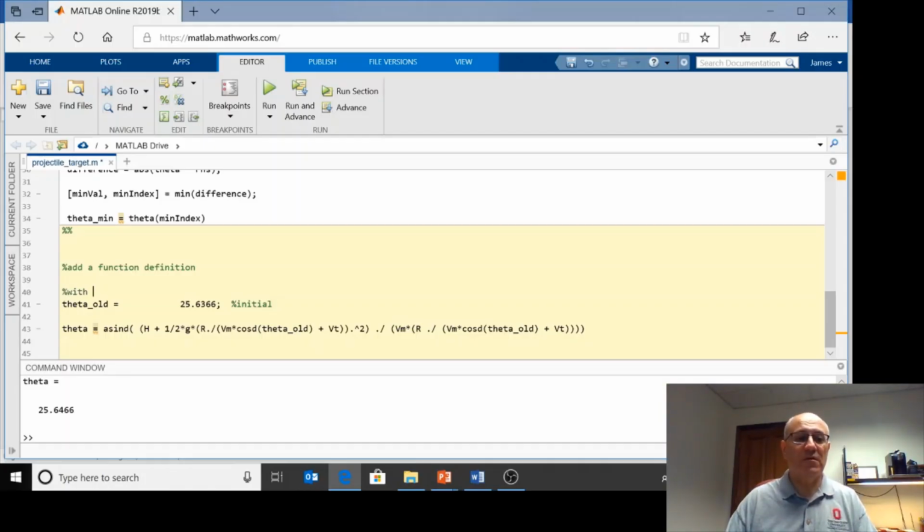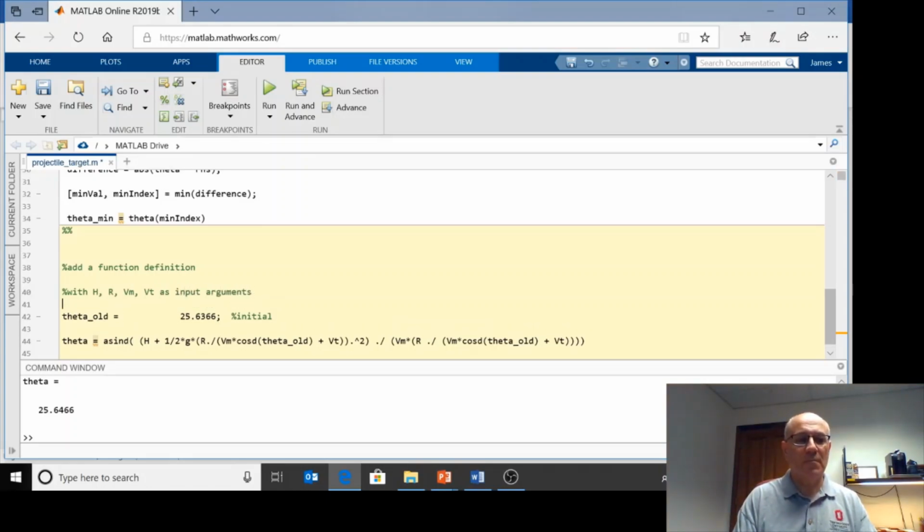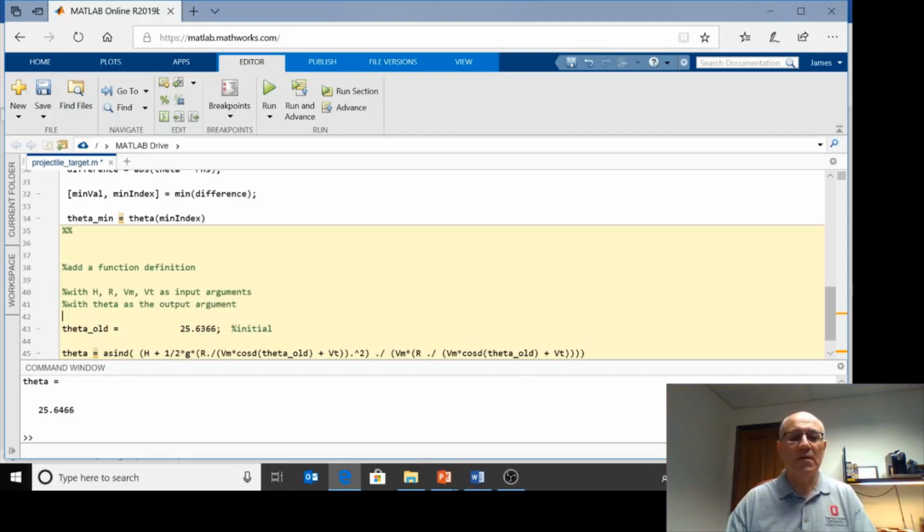Okay, so with hr, vm and vt as input arguments, and with, of course, theta as the output argument. All right, so that's the core of this problem.